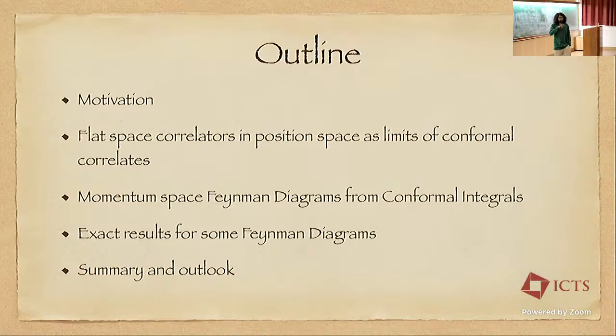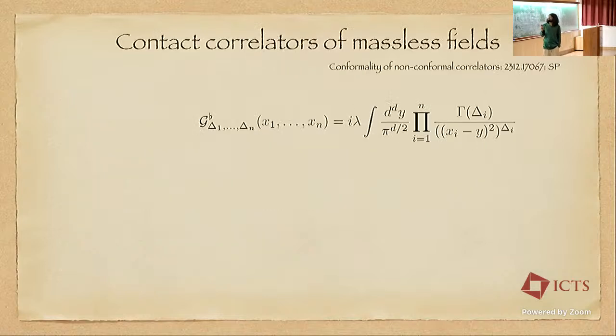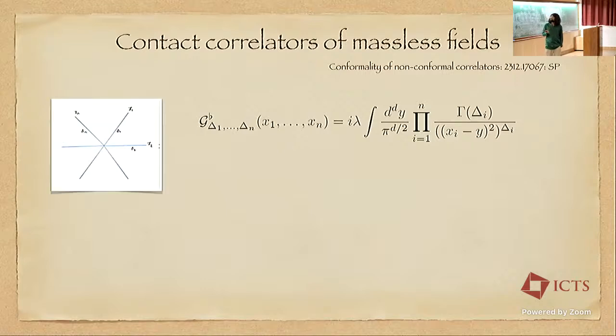Now let me get into how these flat space correlators can be computed and how they can be computed as limits of conformal correlators. So let's start with the simplest one, which is a contact correlator.